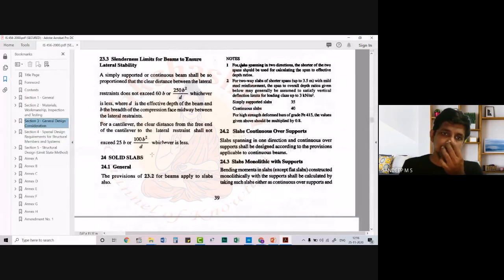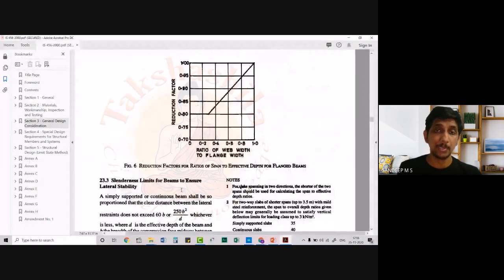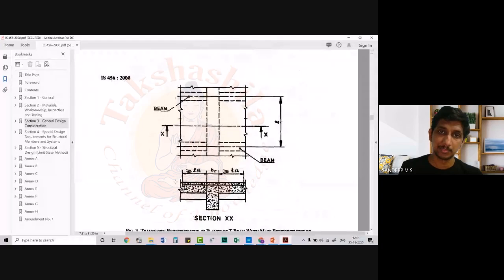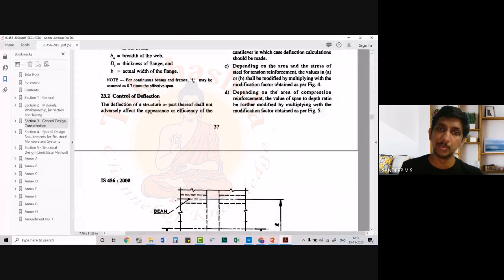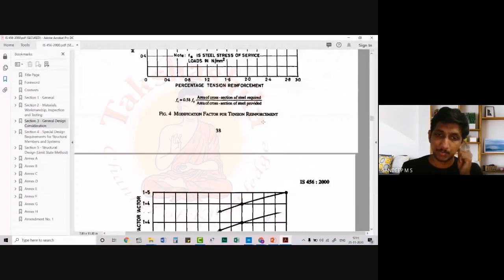Here we have the main clause number 24, that is regarding solid slabs. And in this general clause, let's see what all things are given here. The provision of 23.2 for beams applies to slabs also. That means 23.2 is the condition for control of deflection. That is, we have the span to effective depth ratio and other things mentioned here. That is again applicable in the case of slabs also.